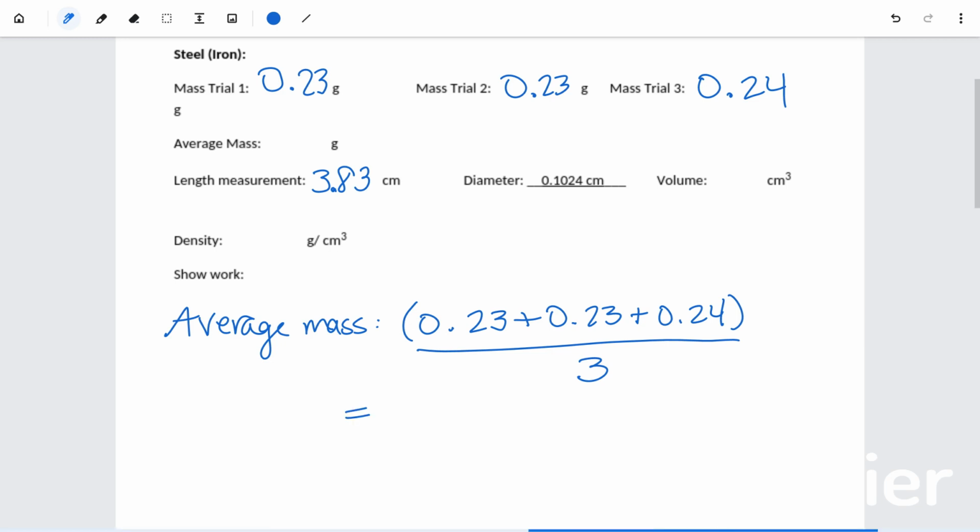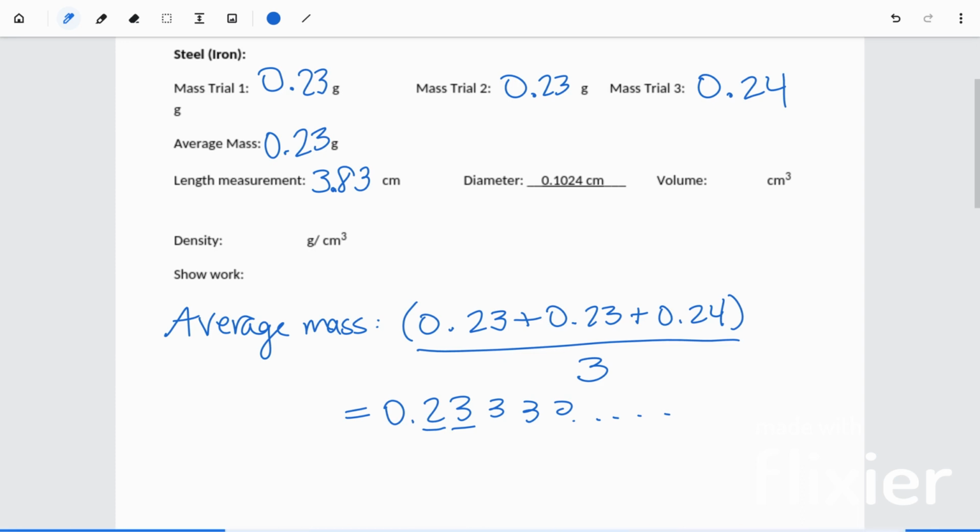So my calculator showed 0.23333 and on. But as we've said, those aren't all significant numbers. So each of these had 2, so we're going to take 2 significant figures. And our average mass is going to be 0.23 grams.